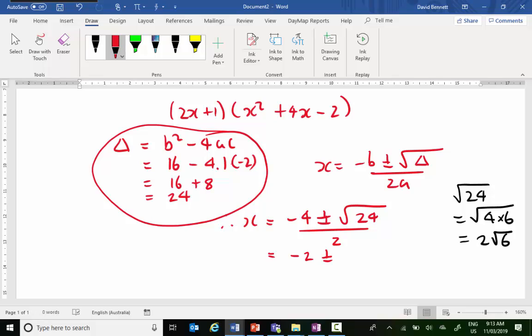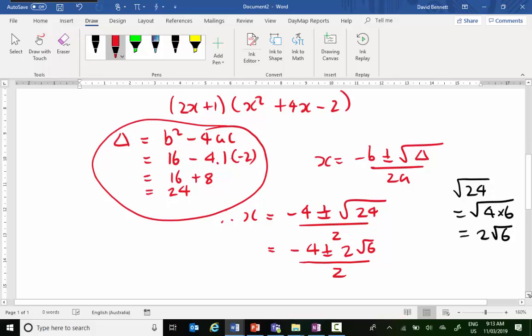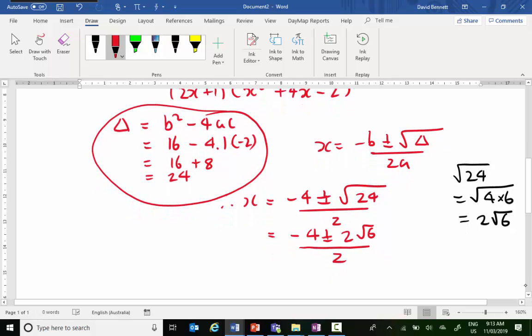That's what I'm going to do over here. So it's going to be plus or minus 2 root 6. Why did I write 2 there? Let's get rid of that. Sorry, it should be minus 4 plus or minus 2 root 6 all over 2. And then I can cancel the 2 into both of them. So that goes in there twice, and that goes into there once. So therefore, that's going to become minus 2 plus or minus root 6.